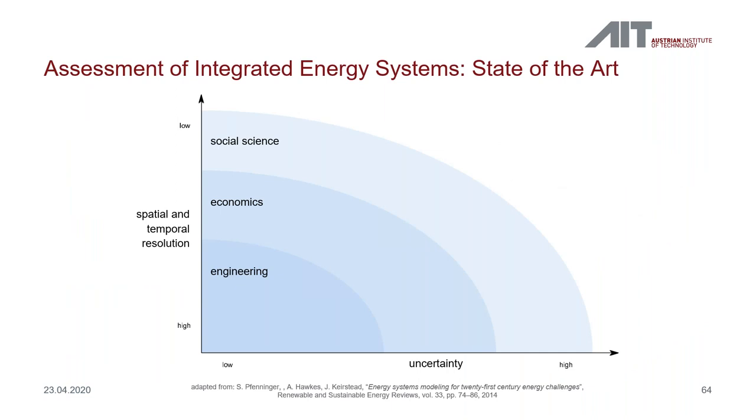When we talk about assessment of integrated energy systems, if you look at the state of the art, you will notice, or probably already know, that there are many, many aspects that you can look at. Those aspects mostly correlate with the spatial and temporal resolution that you want to look at, and also the uncertainty. Uncertainty can mean a lot of things, but roughly it's about uncertainty in demand, but also in generation.